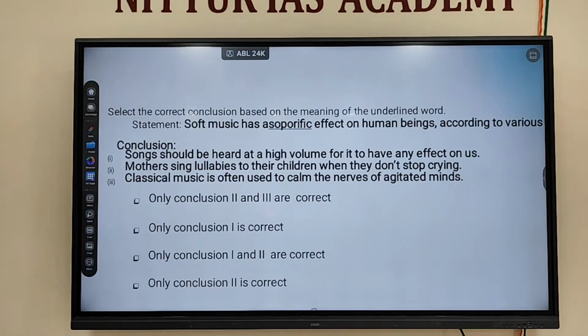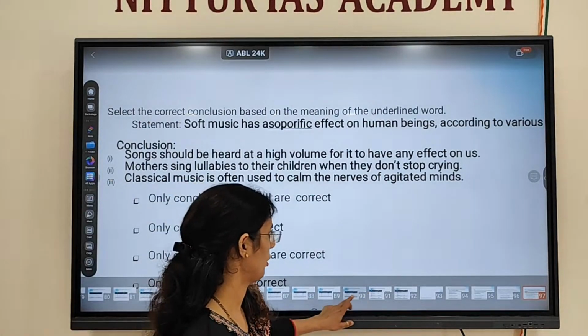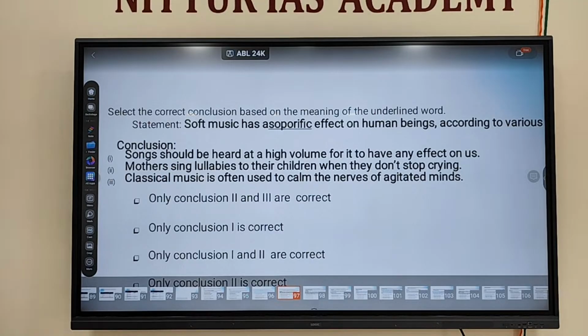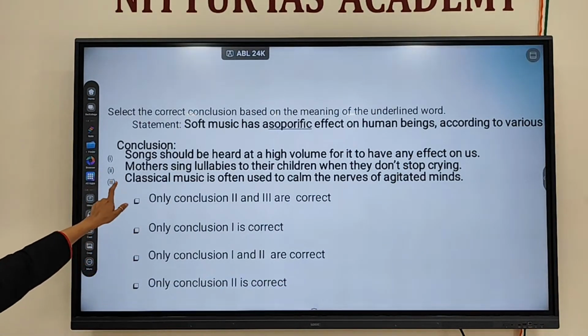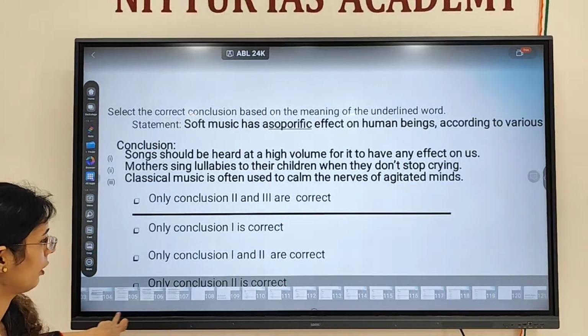Again, this is like idioms, as I told you. Given these examples, you can study by yourself some of the examples. Since you now understand the meaning of it, do you think it is easy for you to study some of the examples? Yes. So, songs should be heard in high volume to have an effect. No. Mothers sing lullabies to put the kid to sleep. So I think the second one, classical music is often used to calm the nerves. So maybe 2 and 3. So this is how we answer these questions.